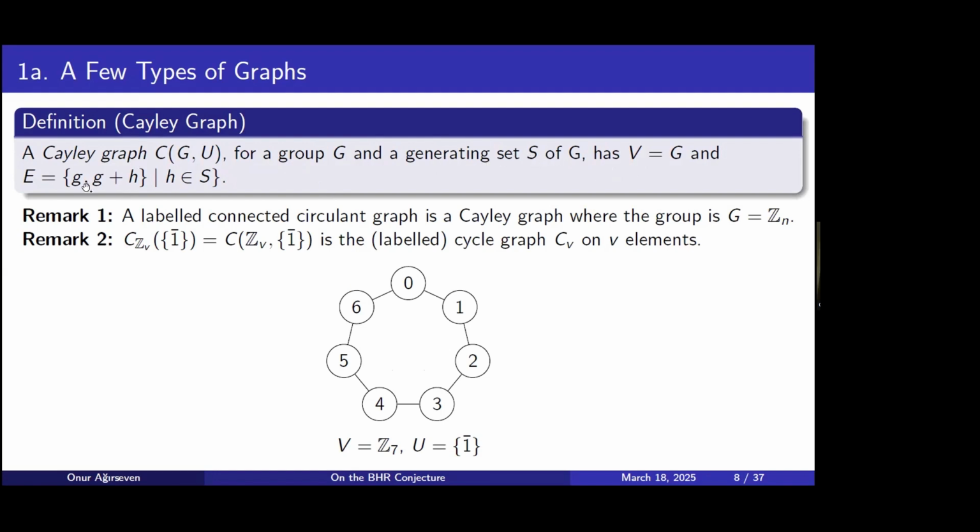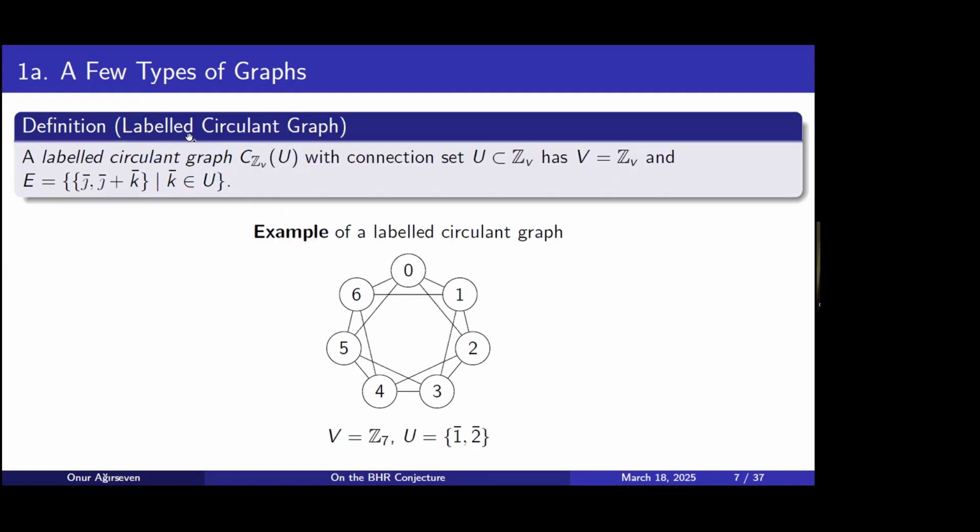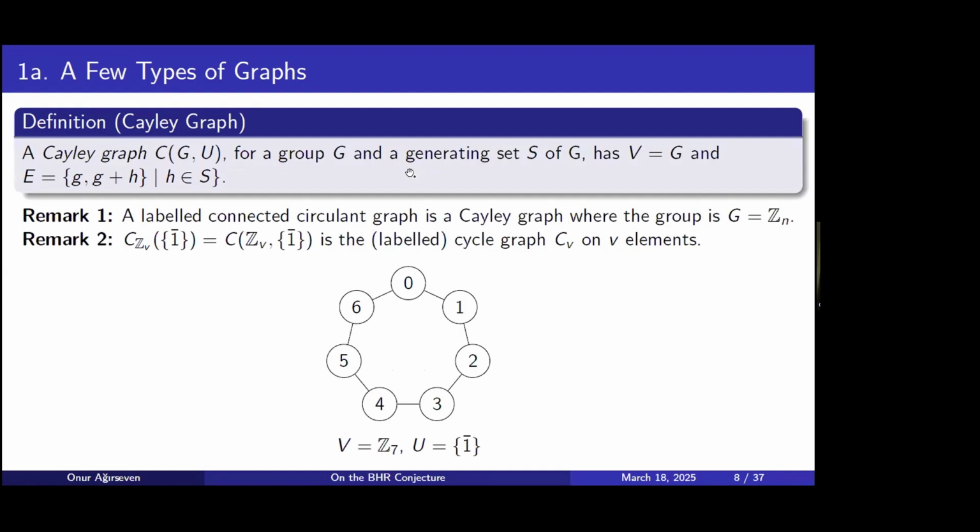But if you look at the definition, you can see that it's actually very similar to what I was, again, let me go back for a second, what I was calling the labeled circulant graph. We again have the edges given to us by differences that are defined via this connection set. And in this case, instead of the connection set, we have the generating set. And because of that, of course, there is this connection between the two.